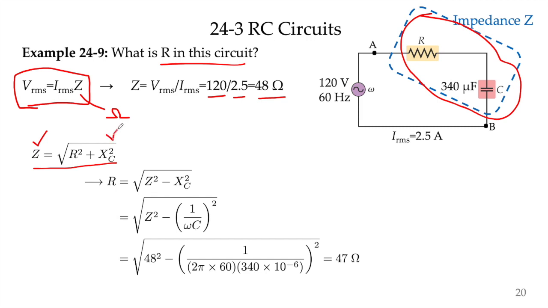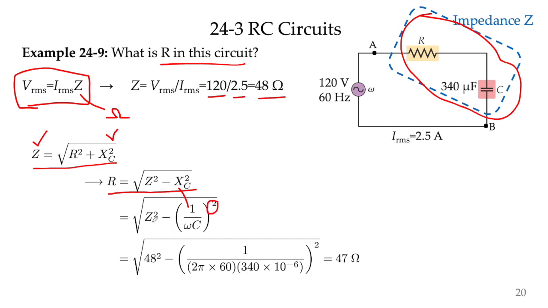So from this equation I can find R. I'm going to solve this for R. If you take the square of both sides and do the manipulations, you can find R is given by the square root of impedance squared minus capacitive reactance squared. What is the formula for capacitive reactance? It's 1 divided by omega C. Don't forget the square here.